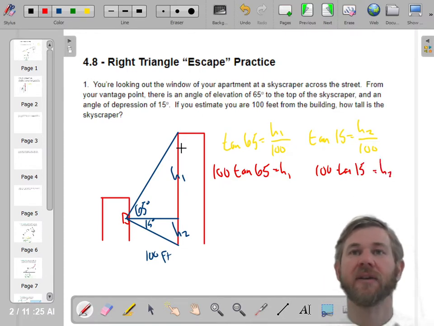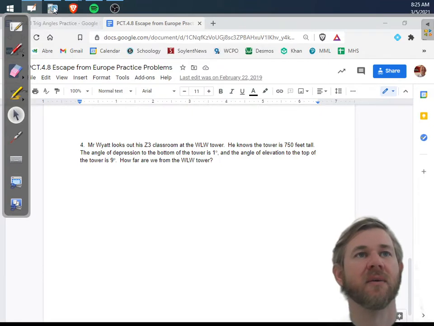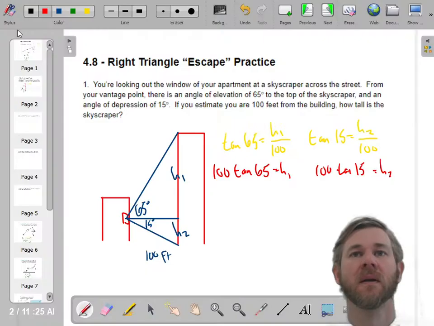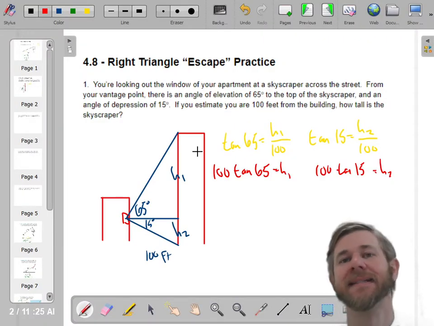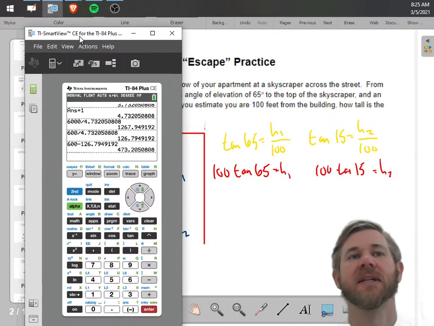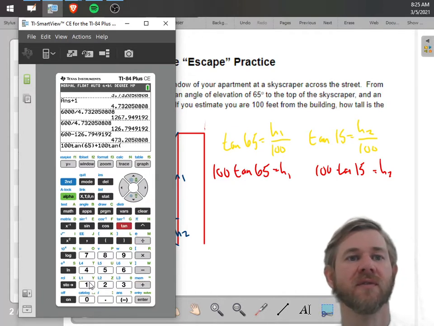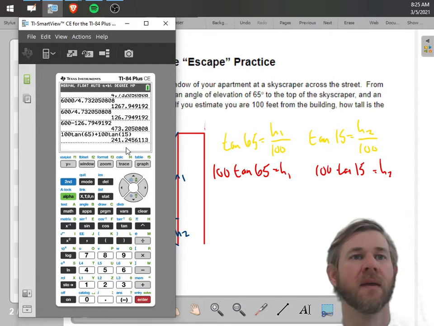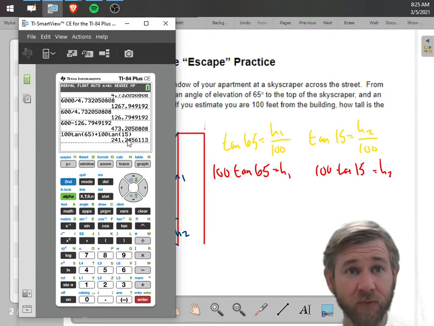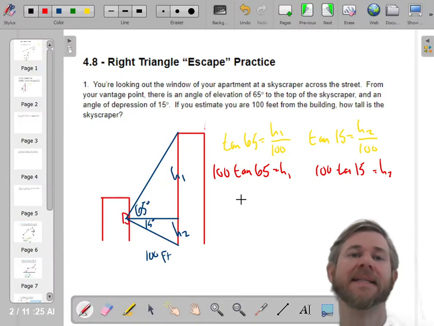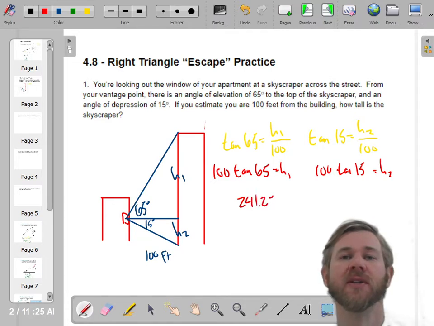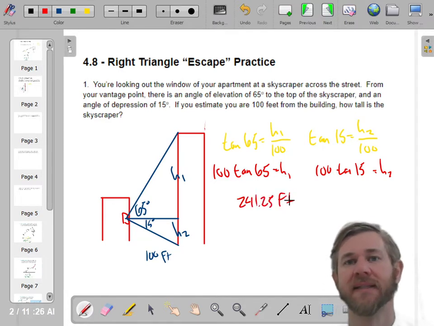So we'll use our calculator, because this is definitely calculator work. 100 tangent 65 plus 100 tangent 15. I get 241.25. So the tower is 241.25 feet tall. That's them added together.